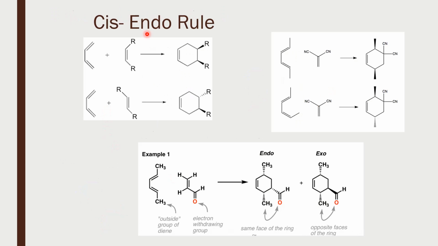So the cis-endo rule says that suppose you have a diene which is not substituted, but my dienophile could be either cis or trans. Then in the cycloadduct, the cis geometry or the syn geometry of the substituents which was originally present in the dienophile is retained in the product. So if this was cis, then here also it is going to be cis. If this was trans, then the substituents will retain their trans geometry.